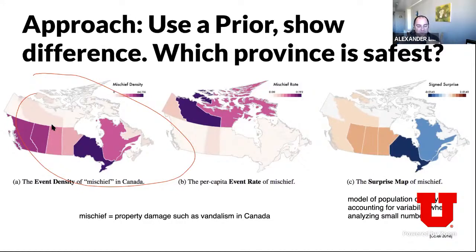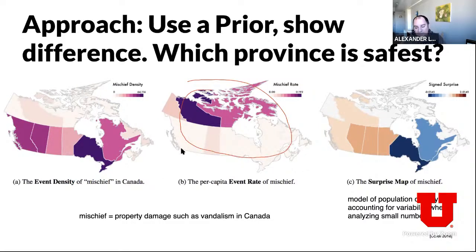And here on the left, we're mapping how many of these mischiefs have been handled in Canada. What we see here is that Ontario, and maybe British Columbia and Alberta, but mostly Ontario, seem to have a ton of mischief. But of course, we're not accounting properly for population here. And so what you could do instead is normalize by population. And so that's what we have here.